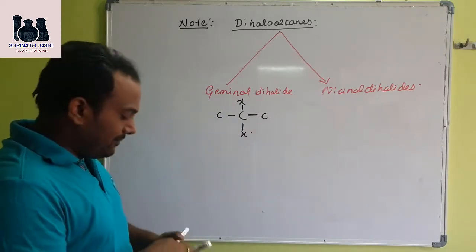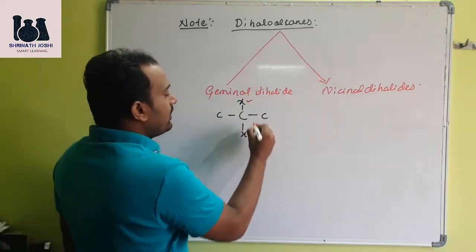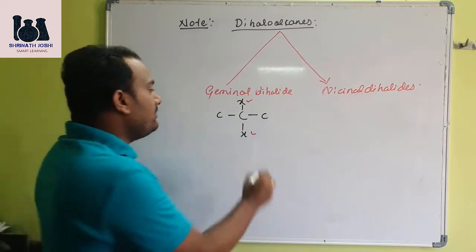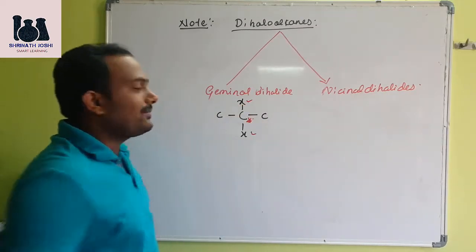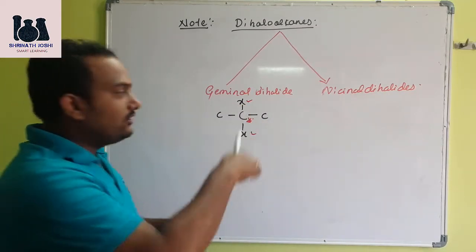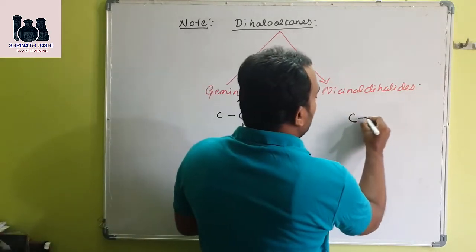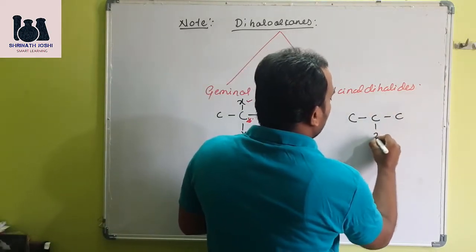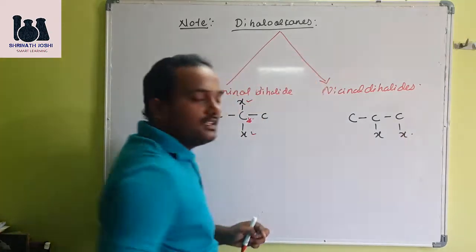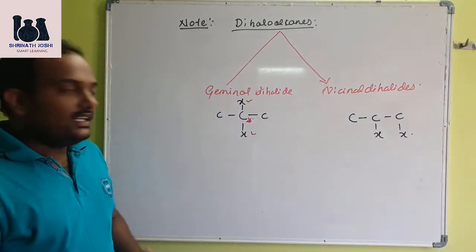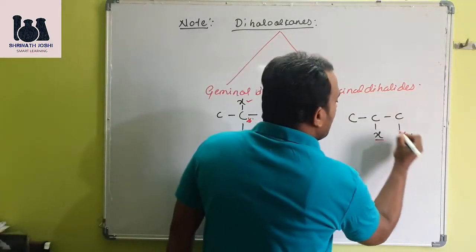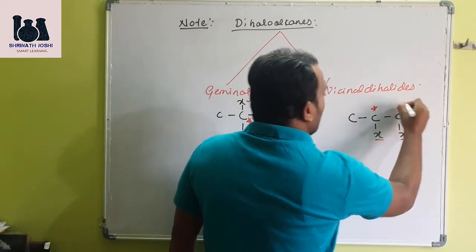Here, what is happening? X stands for a halogen atom. Both halogen atoms are attached to the same carbon atom. Another example I will write on that side. We have a carbon-carbon chain, and the halogen atoms are attached to adjacent carbon atoms. Here, these two halogens are attached to two different carbon atoms.